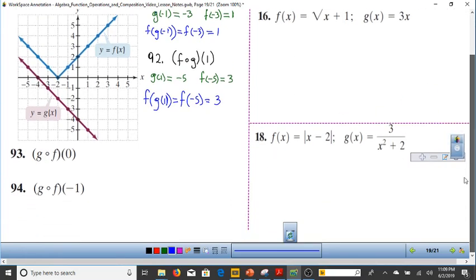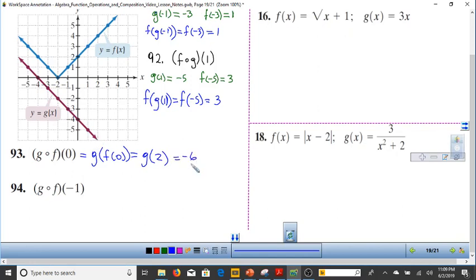Now let's do the others. This time I won't show the preliminary step. I will just go straight at it. g of f of 0. So g of f of 0 means find f of 0 first. f of 0 is 2. So we're doing g of 2. And then g of 2 we see is -6. And that's that. As you can see here, f of 0 is what we plug into g. Likewise, that's what we did up here, and we did the same thing here.